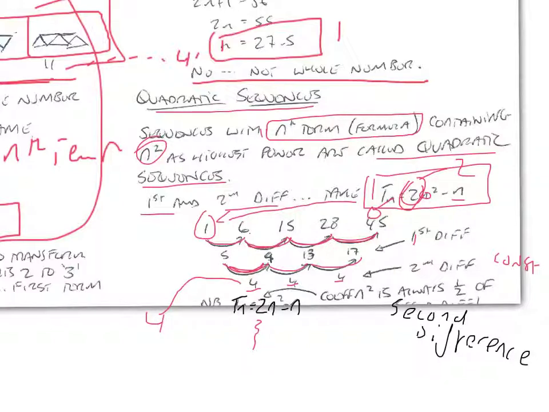And it's always the case that the coefficient, the number beside the n squared value, is always half the second difference. Always half. So if that was 3, it's guaranteed that the second difference would be equal to 6, and so on. So it's just something to note for future reference.